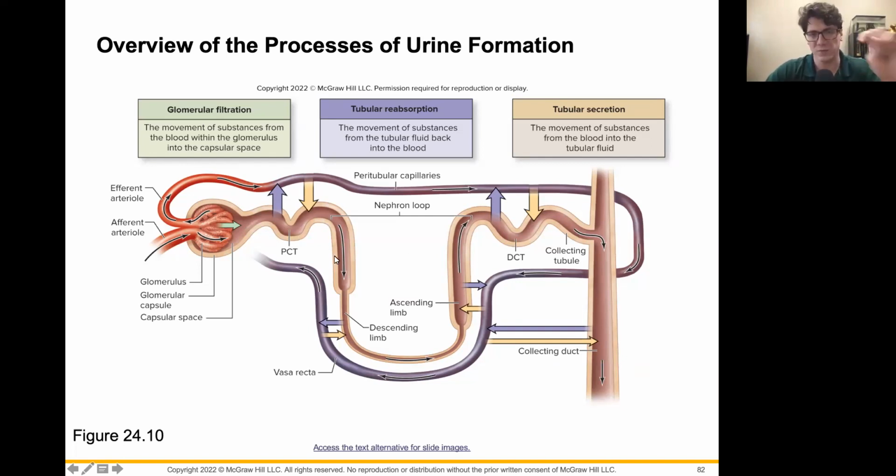Now, associated with the proximal and distal convoluted tubules, loop of Henle, and the collecting duct, we have all of these capillaries that are going to contain the blood that left the glomerulus, which means they're going to be running kind of associated with these. So that means we can actually pull substances from the filtrate back into the blood should we need them.